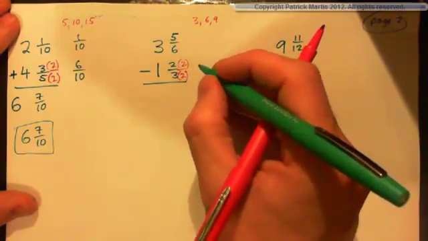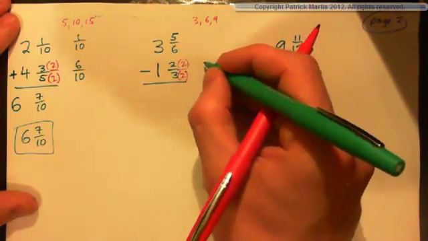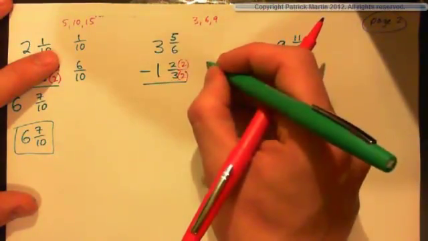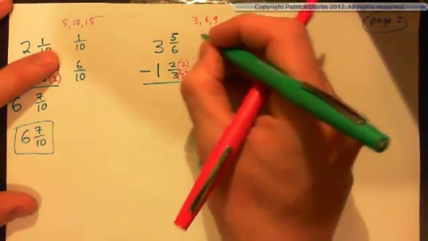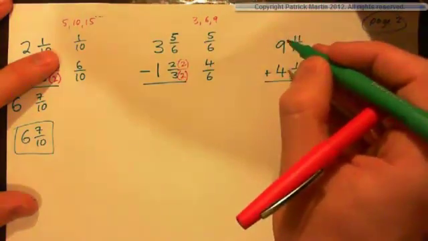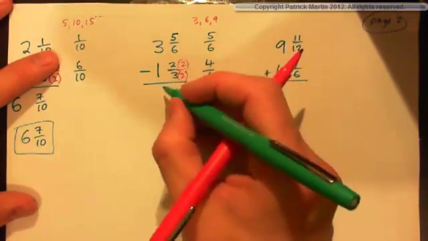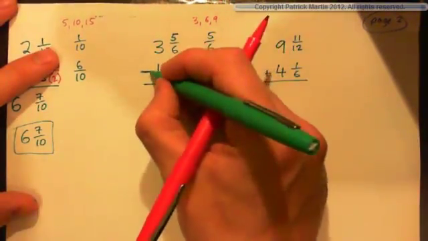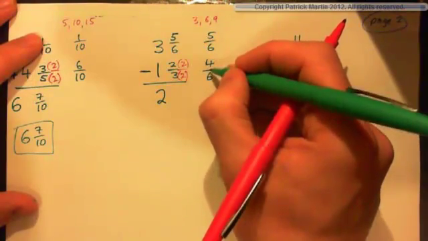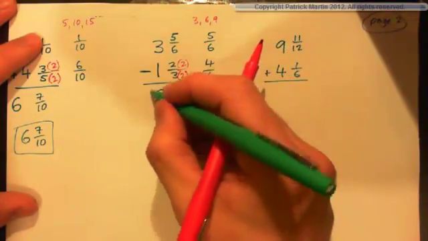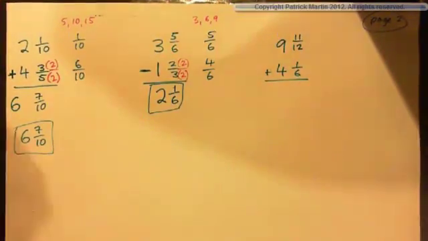In any case, this becomes 4/6, and this is 5/6. Okay. Now I'm subtracting. You see, so 3 minus 1 just gives me 2, and 5/6 minus the 4/6 gives 1/6. So the answer is just 2 and 1/6. Okay. Does that make sense?